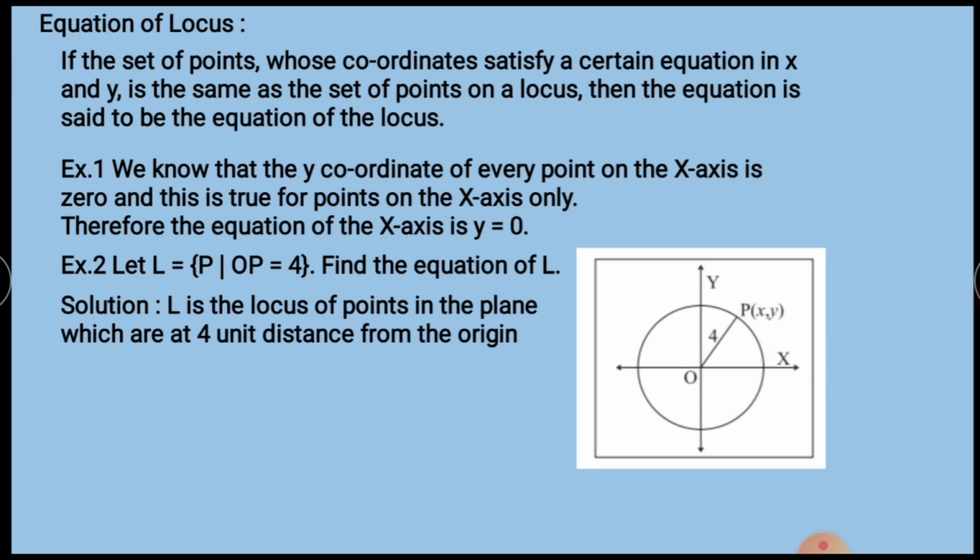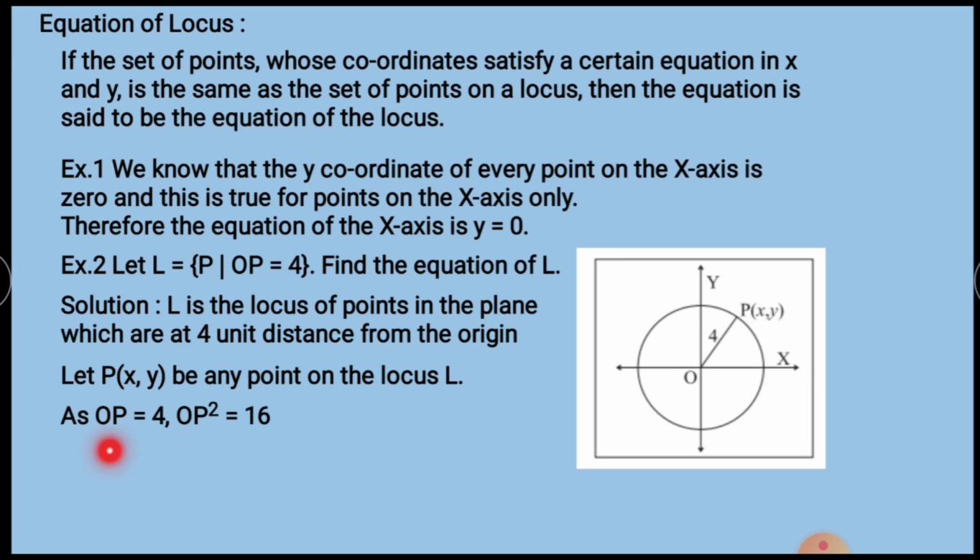So by using the distance formula, we write in solution: L is the locus of points in the plane which are at 4 units distance from the origin. That means it is the collection of those points which are at a distance of 4 units from this fixed point O, that is, from origin O. Let P(x, y) be any point on the locus L. So here we consider any point P on this locus L.